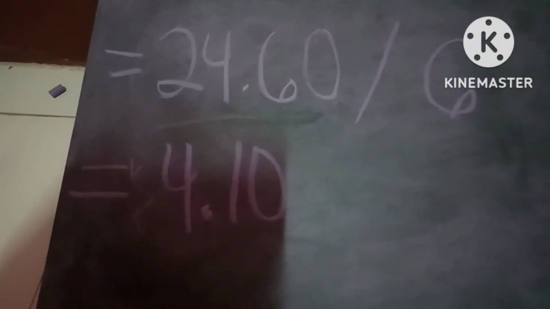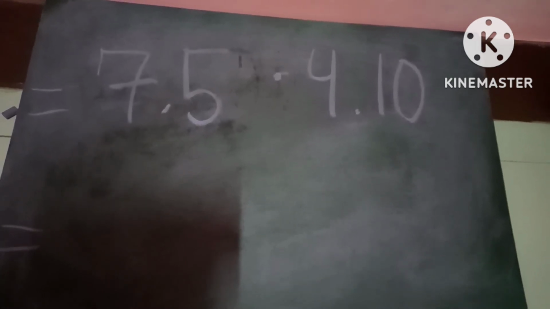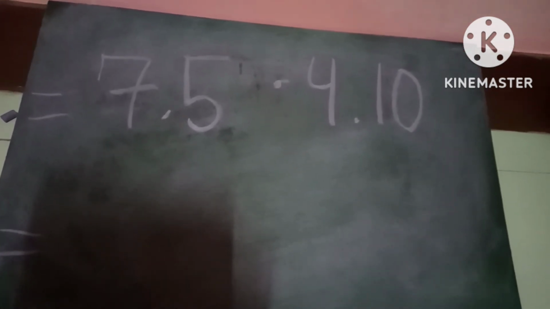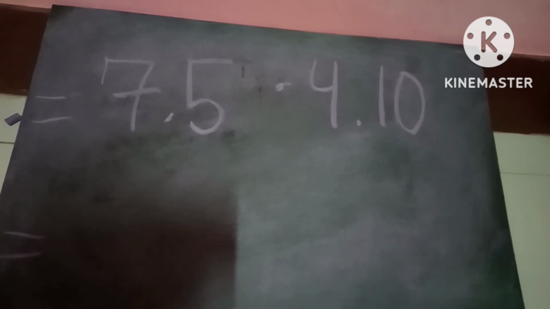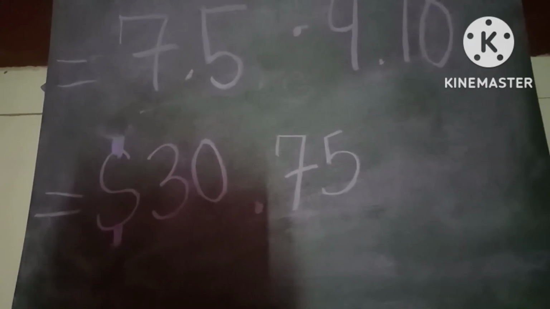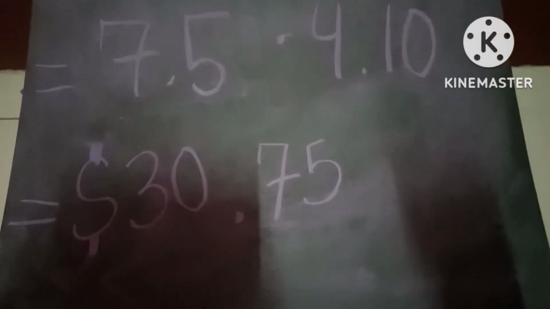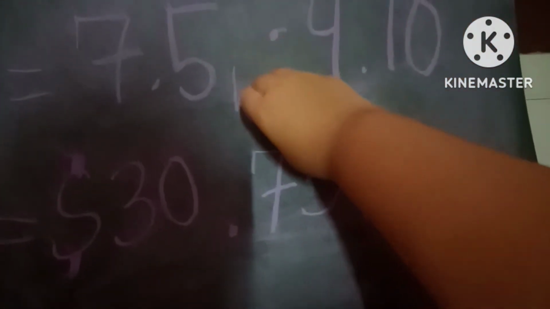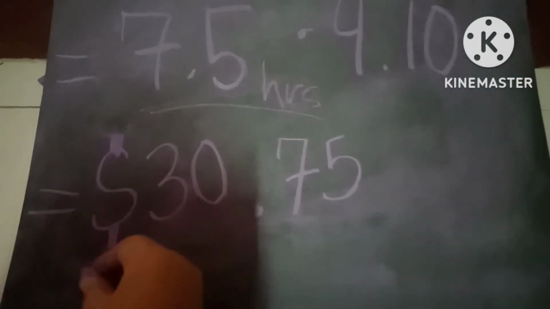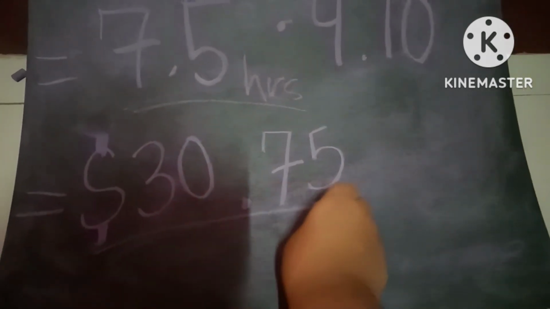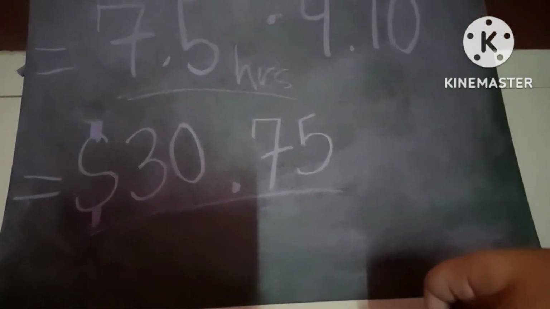Now what do we do with that? We will now multiply the $4.10 to the 7.5 hours. Multiplying 7.5 to 4.10 would equal 30.75. Therefore, the money he earned in 7.5 hours would be $30.75.